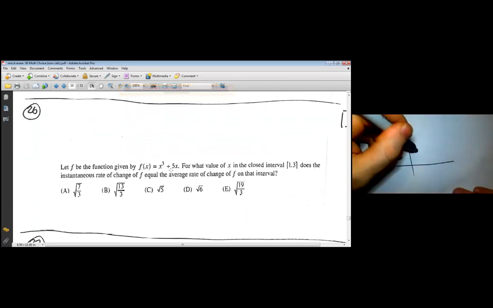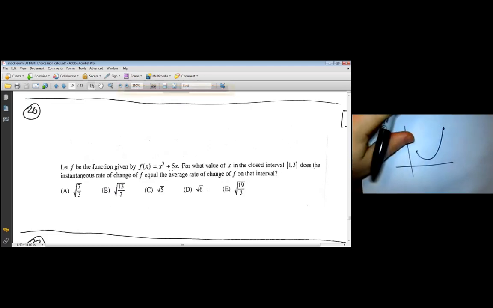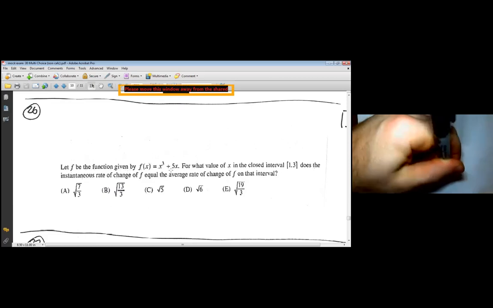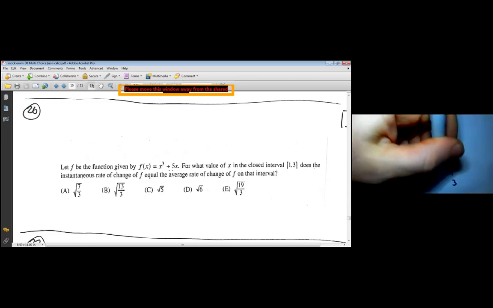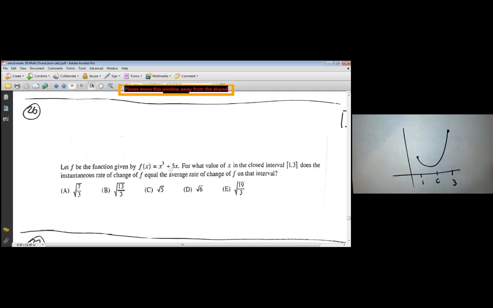I don't know about you, but this is how I do mean value theorem. I always draw my curve. That is the curve of x cubed plus 5x, hypothetically. And it's going from 1 to 3. Okay. Well, what value of x does the instant, so to me, they're asking for c in this question. So how do we find c? I plug in 1 and 3.